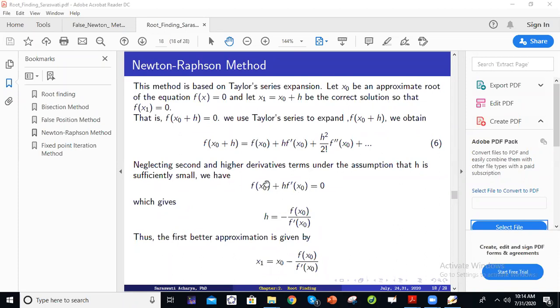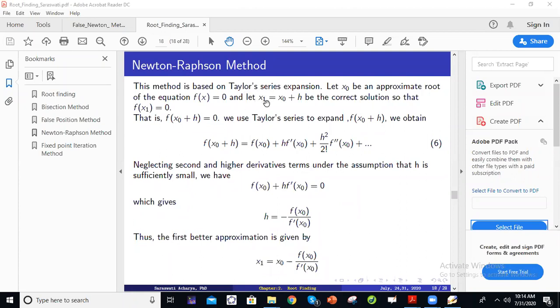Okay, we have f of x0 plus h times f dash x0 equals to 0. Everyone knows how this term came. If we have any confusion, you can ask. f of x0 plus h times f dash x0 equals to 0. This is the Taylor series expansion. Okay, we have reached here. What is our solution?